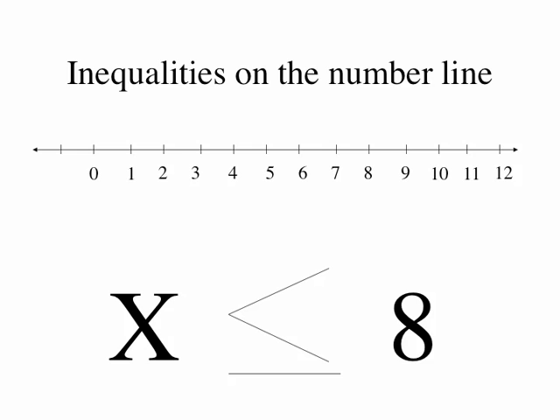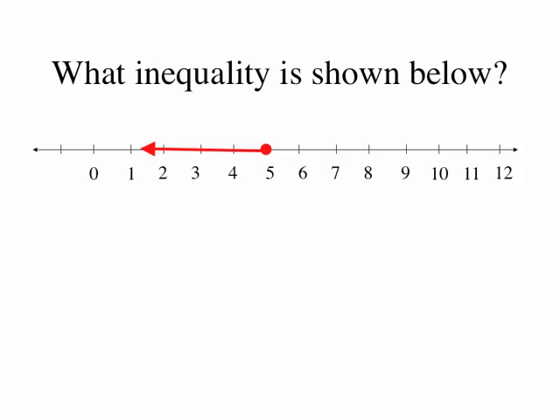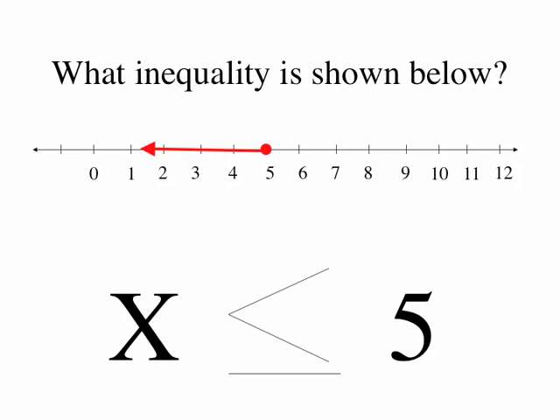If we want to show x is less than or equal to 8, we show everything less than 8, and then a solid circle over the number 8 itself. So if I show you a graph and ask you what inequality goes with this graph, well, it looks like what's shaded over in red are numbers that are smaller than 5 and 5 itself. The inequality that goes with this is x is less than or equal to 5.